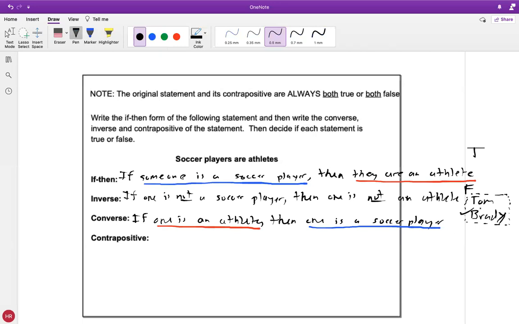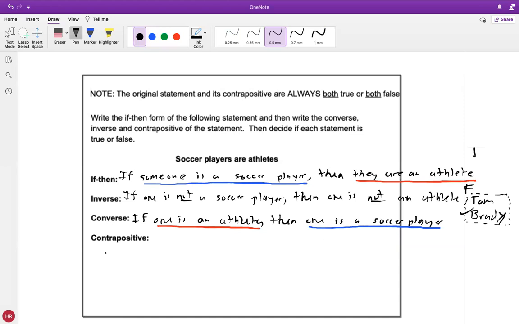Pick anyone who's an athlete. Who's your favorite athlete? Doesn't matter, as long as they're not a soccer player. LeBron James is an example of someone who is an athlete but not a soccer player. Babe Ruth was an athlete but not a soccer player. He was a baseball player. So any athlete that's not a soccer player is a counterexample for this statement.